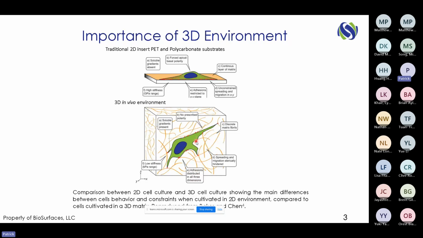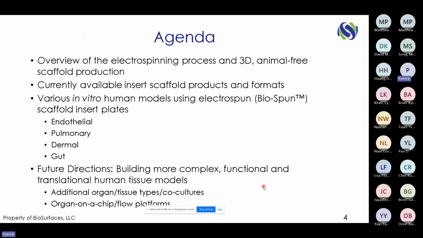And of course, this is very important because these adhesions send signals into the cell, so they know what they're binding to. So the cells that are cultured in this two-dimensional, very stiff, forced polarized environment are going to behave abnormally compared to how they would normally behave in a 3D environment. So the 3D environment is very important. Okay, with that then we'll move on to our agenda.